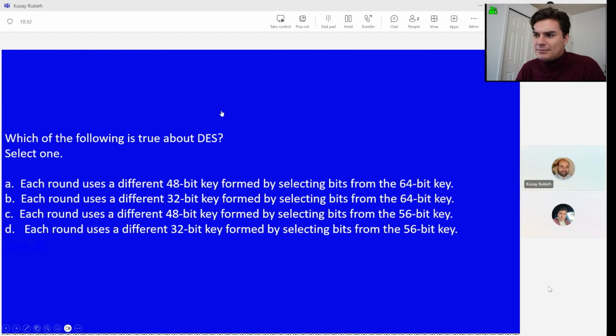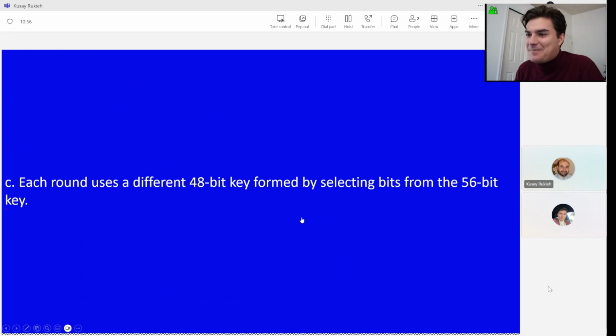What's the following true about DES? C. Each round uses a different 48-bit key formed by selecting bits from a 56-bit key. That's correct. You have 8 bits for parity. Correct. Yep.